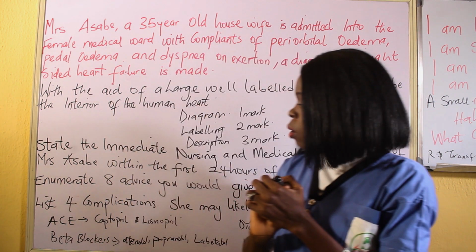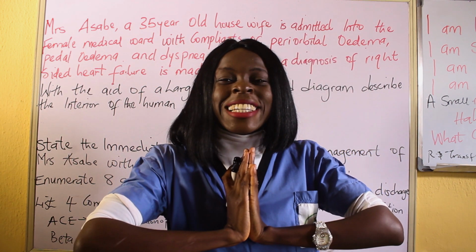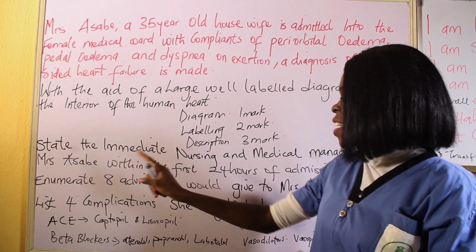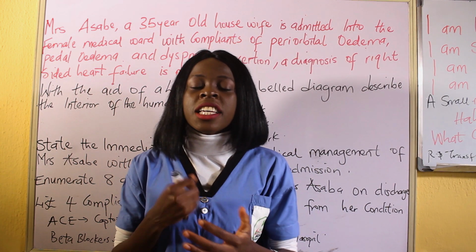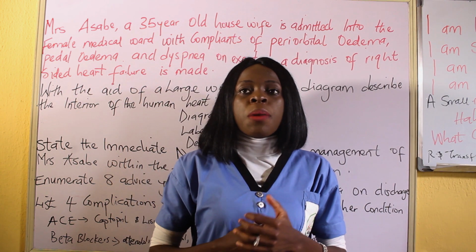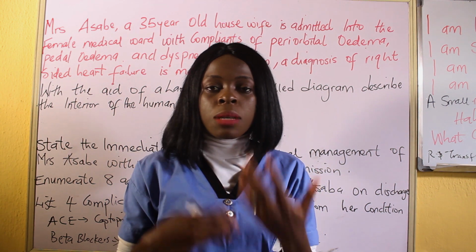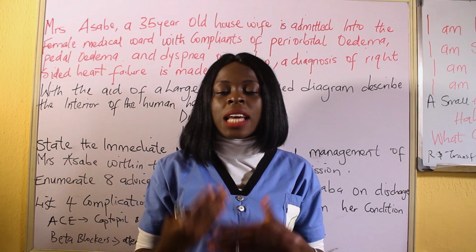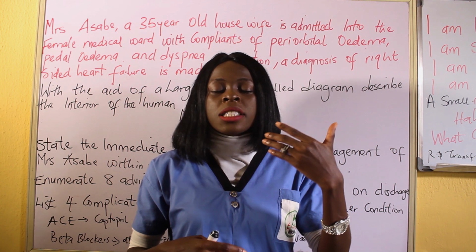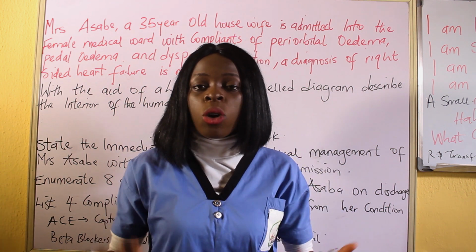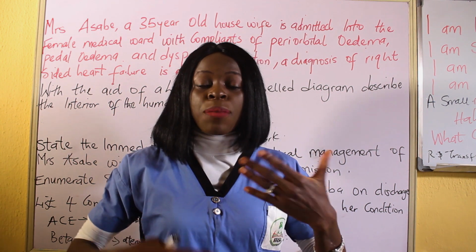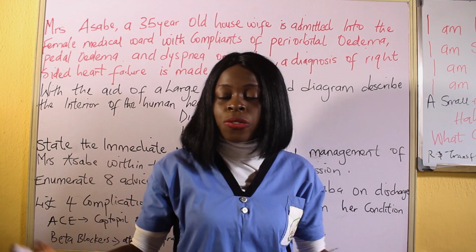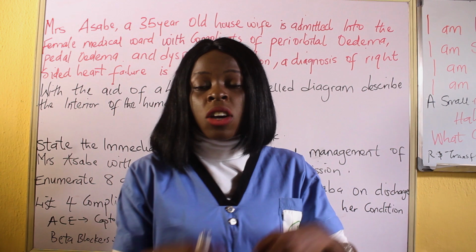Then the other one, oh sorry, there's a question I did not answer. It says enumerate 8 advice you would give to Mrs. Asaba on discharge. Remember, when I was talking about nursing management, I also talked about how to write advice on discharge. You have to tell this patient to carry out exercise that he or she will be able to carry out. You have to tell the patient to eat good food, like more vegetables instead of fatty food. They should reduce the intake of fatty food, reduce the intake of alcohol.